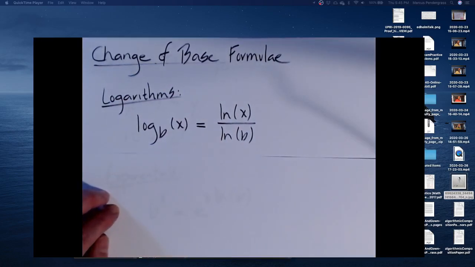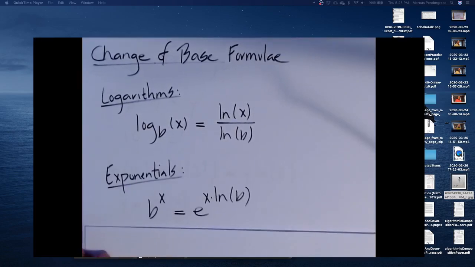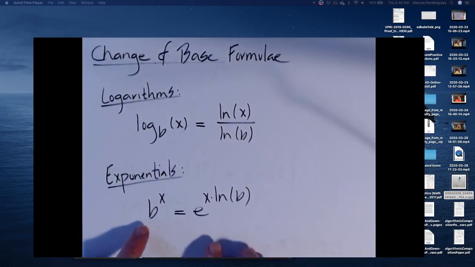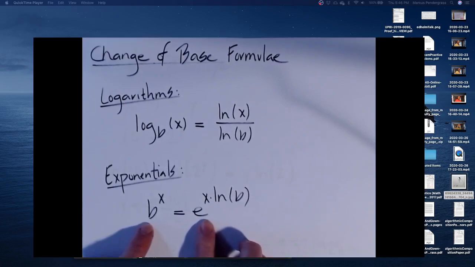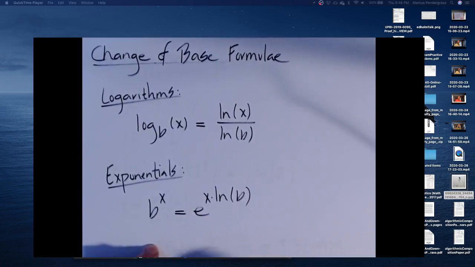There actually is a corresponding change of base formula for exponentials. You can write any exponential in terms of the natural exponential, and here's that. Not going to focus on that too much for right now, but we will need it a little later as we work more with exponentials and logs. So just wanted to kind of get that out there.